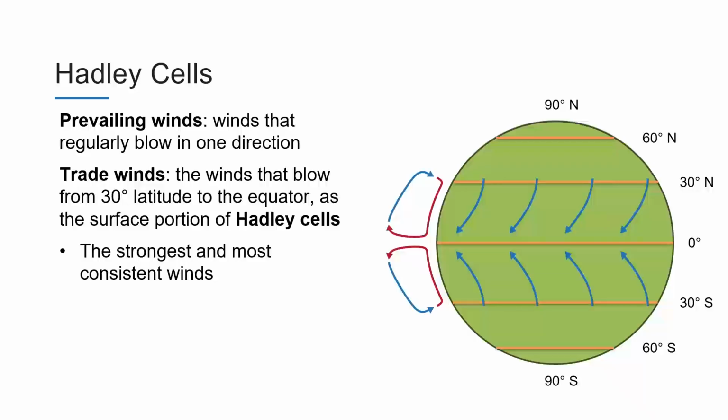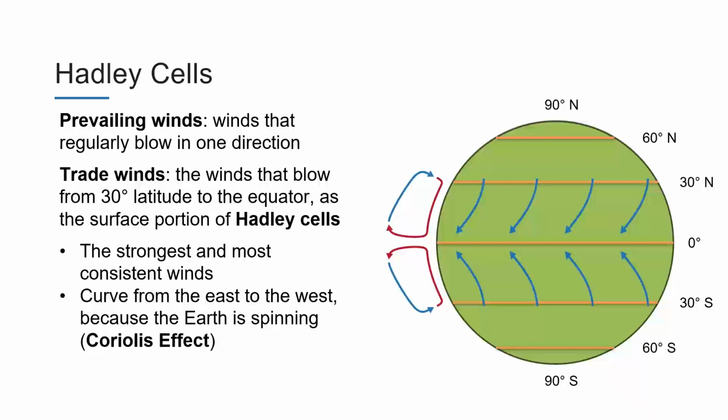You can see them on the globe here. They curve from east to west because the Earth is spinning underneath them. So it's kind of like they get a little bit left behind by the movement of the Earth. And this is called the Coriolis effect.